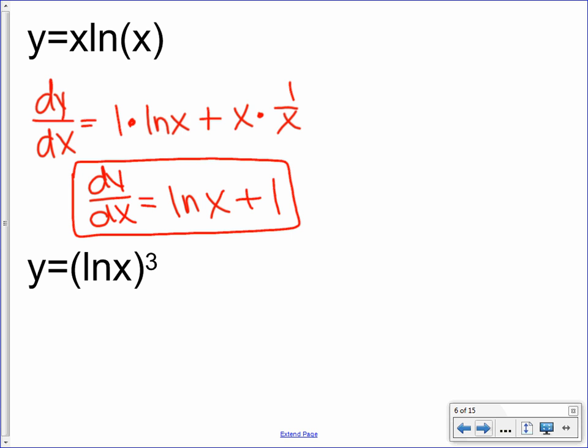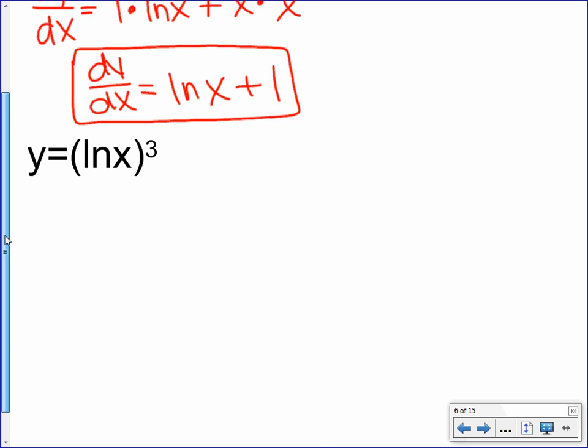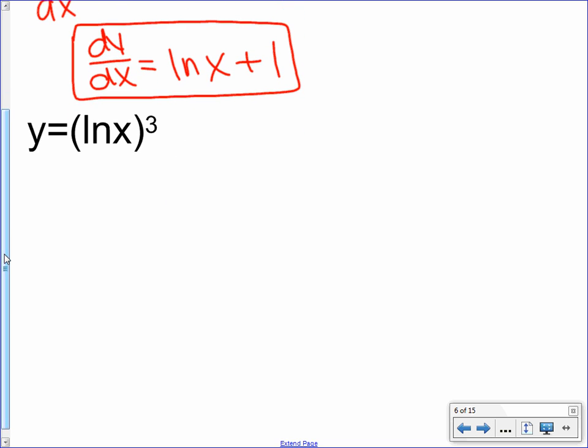You say what? I like the natural log of x as a derivative. It's nice. We'll get there.